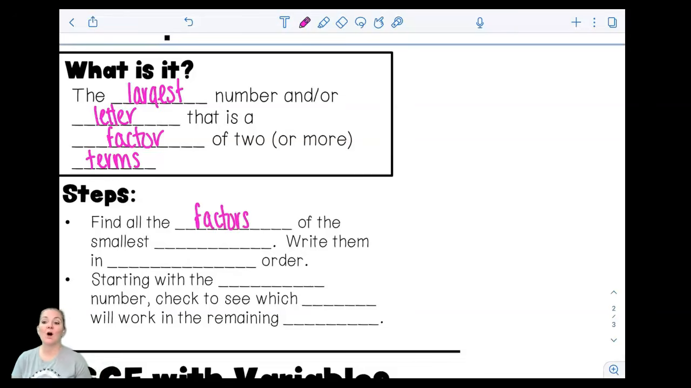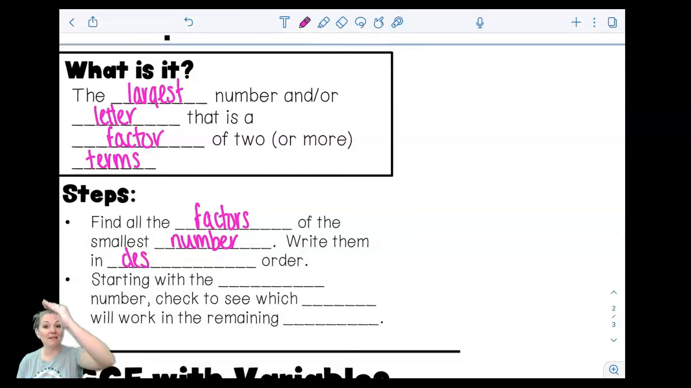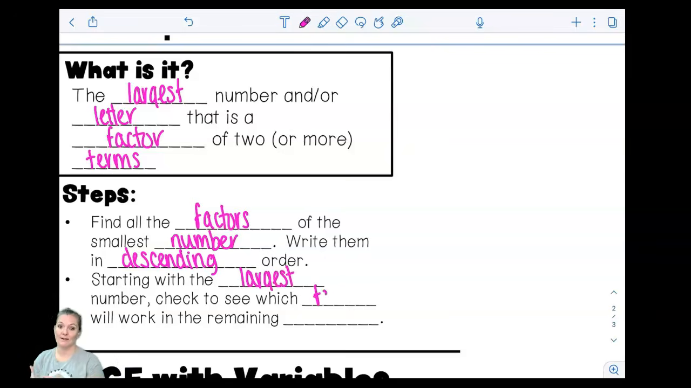So we've got a couple steps. The first step is to find all the factors of the smallest term. Let's think smarter, not harder. You could find all of the factors of all of the numbers, but you really just need to look at the smallest of the numbers that are given to you. And we're going to write them in descending order, so the biggest numbers are going to be at the top, and the smallest numbers are going to be on bottom. Then, starting with the largest of the factors, you're going to check to see which will work in the remaining other numbers. Again, this will make sense when we look at a couple of the examples.